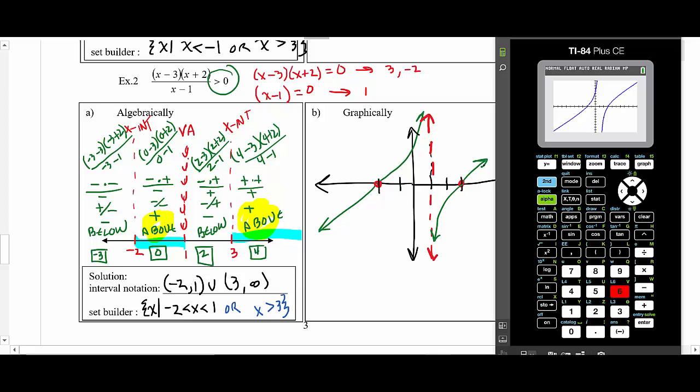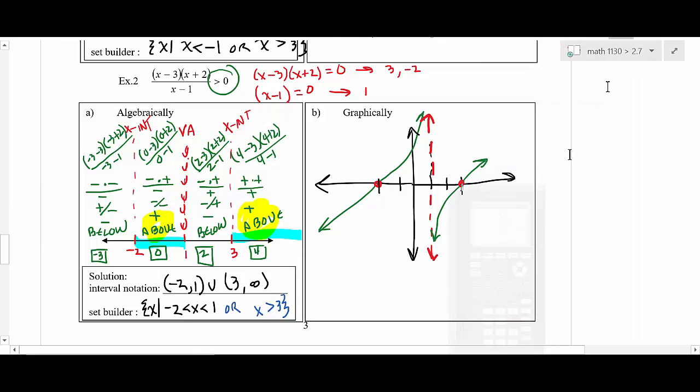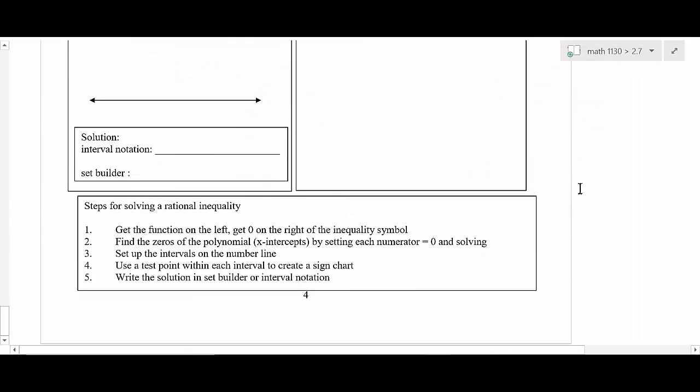How do I know it has a slant asymptote, by the way? Because the degree of the top is bigger than the degree of the bottom. The degree of the top is 2. If you multiply that out, you have a quadratic, so it's going to have a slant asymptote. So that's how that goes, all right? Does that make sense? And again, I want you to be able to know how to do these both ways.